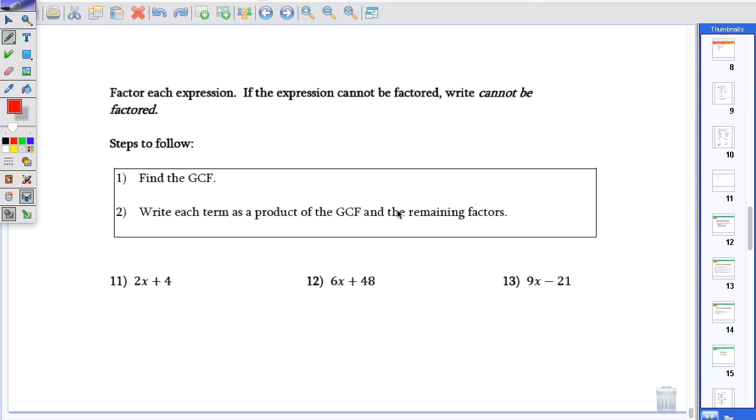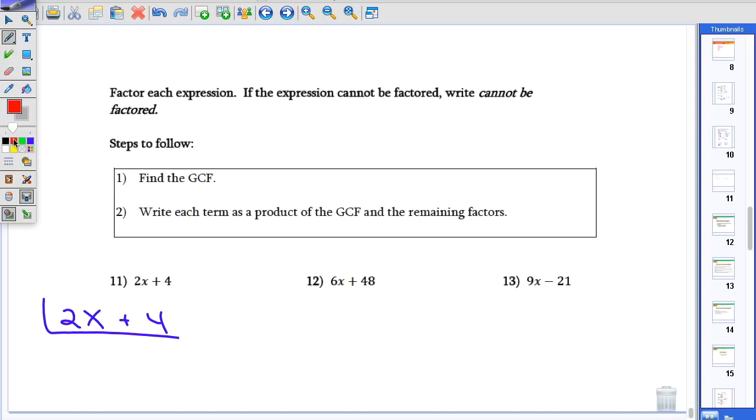Factor each expression. If the expression cannot be factored, write cannot be factored. Steps to follow. 1. Find the GCF. 2. Write each term as a product of the GCF and the remaining factors. Number 11 says 2x plus 4. So the steps say find the GCF first. So we're going to rewrite the 2x plus 4, and we're going to put an upside down division sign around it. We're going to take out common factors of 2 and 4.